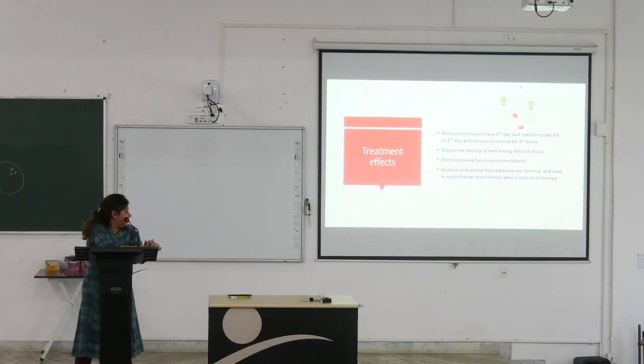Now, the side effect of this is sudden and severe hypokalemia. Hypokalemia causes arrhythmias. You will learn this in medicine. Hypokalemia rapidly causes arrhythmia and death. Like sodium and potassium, they go hand in hand. But the body can tolerate sodium deficiency, but the body cannot tolerate potassium deficiency.